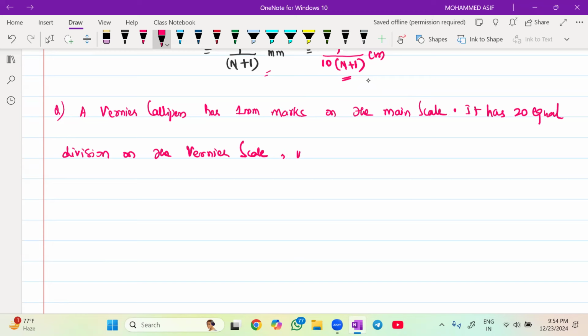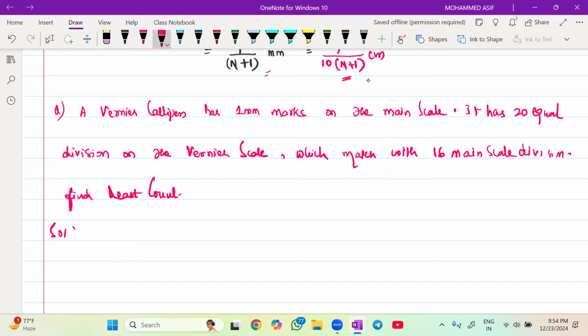Which matches with 16 main scale divisions. Find the least count.